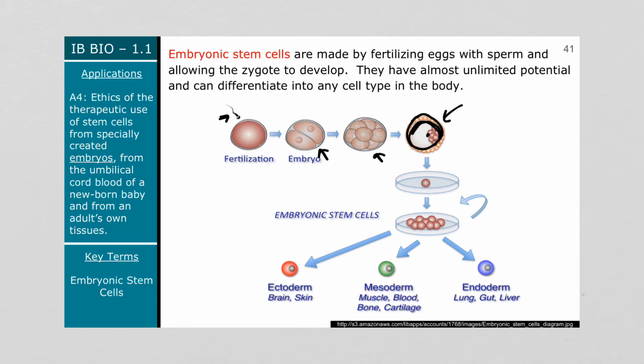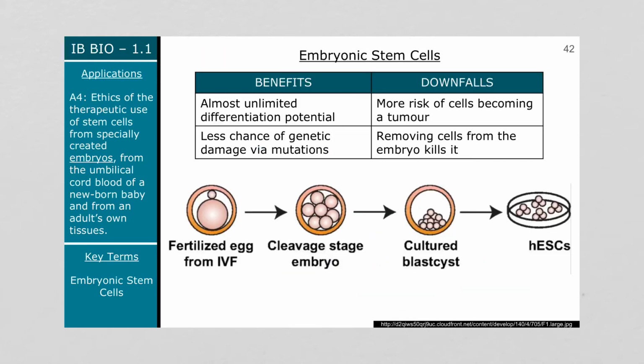And the ectoderm, those cells can be harvested to develop into the brain or skin. The mesoderm can be harvested to develop into muscle, blood, bone, or cartilage. And then the endoderm, the innermost area, is the lung, gut, and liver.